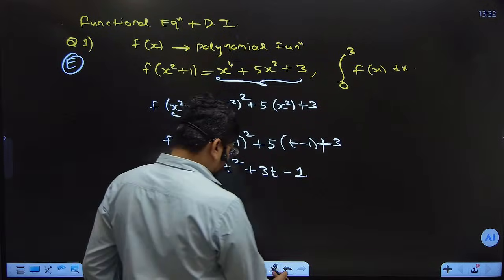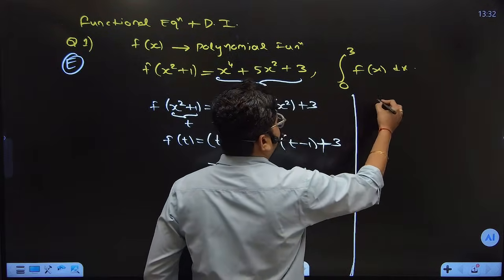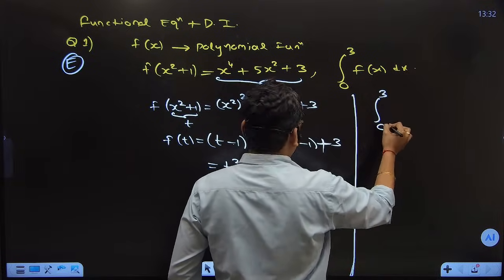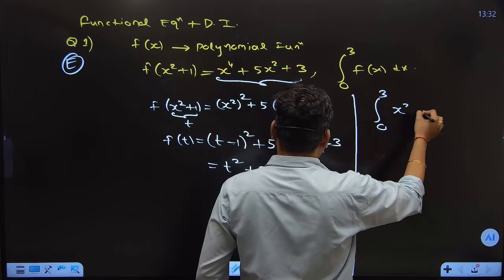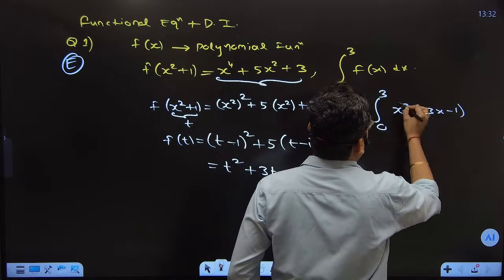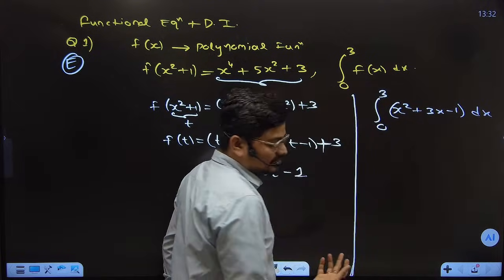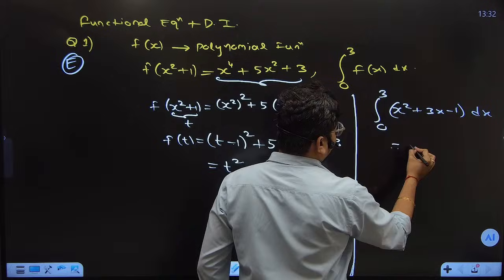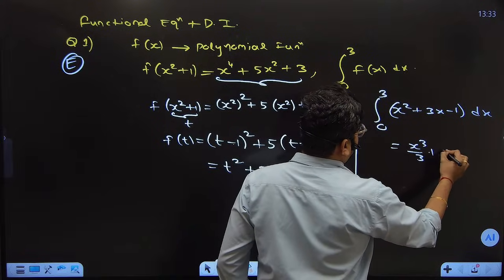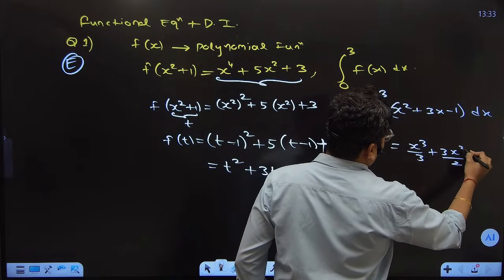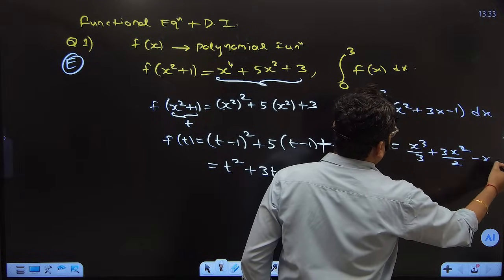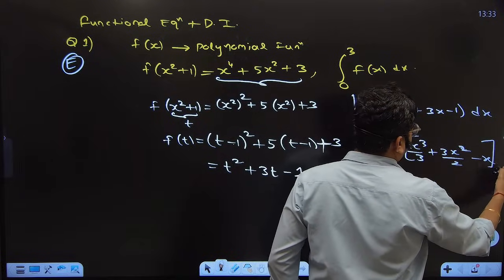Now the requirement here is to calculate the integration of 0 to 3 f of x, where f of x is x square plus 3x minus 1 dx. Now integrate this simply, then you should be getting the answer. The integration of x square dx is x cube by 3, of 3x is 3x square by 2, and of 1 dx is x. Limits are from 0 to 3, right?